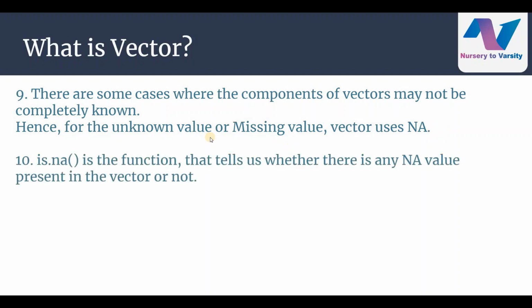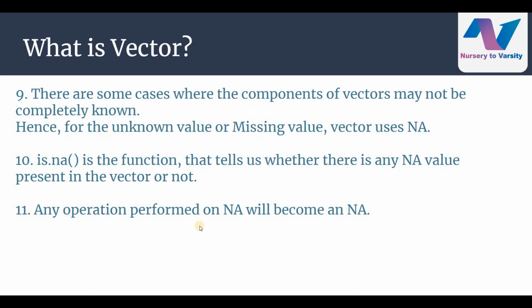Coming to the next statement, is.na is the function that tells us whether there is any NA value present in the vector or not. Since we struggle with a lot of data in data science or data analysis, if you're performing some actions and you're not getting a particular answer, or you're getting some NA values, that means there must be some NA value present in your data. In order to know which data contains the NA value, you can use the function is.na, right?